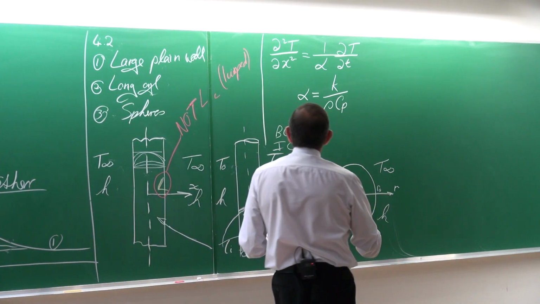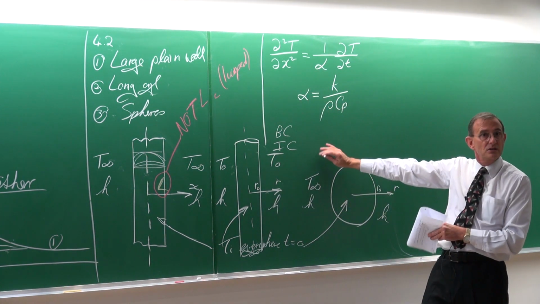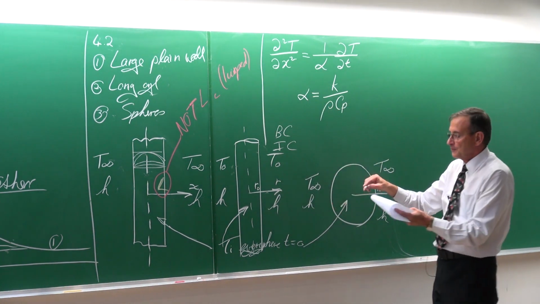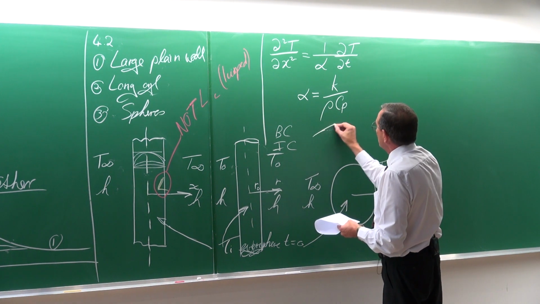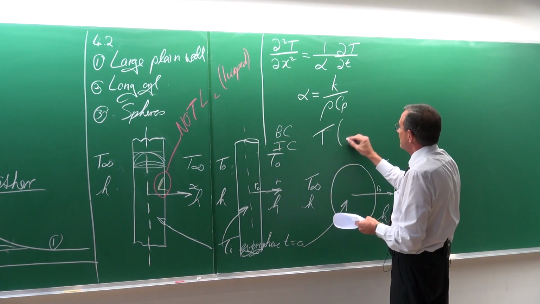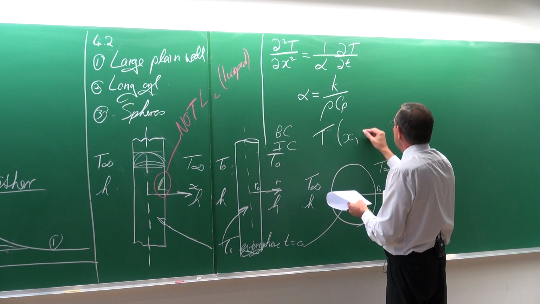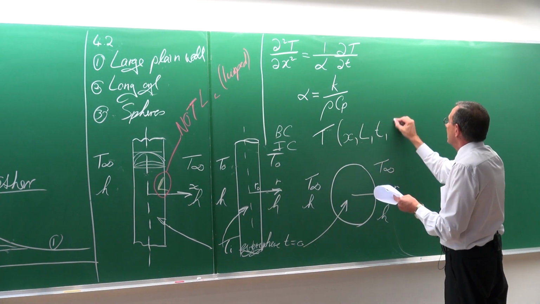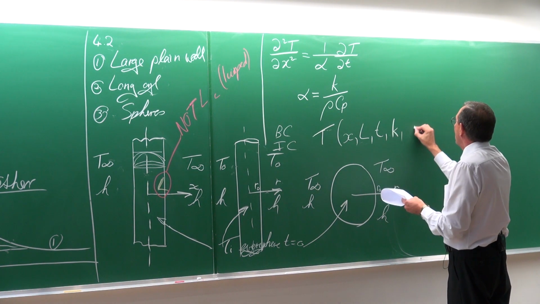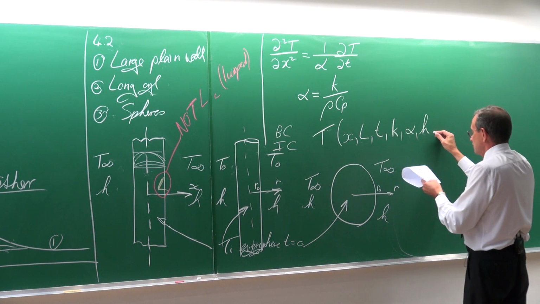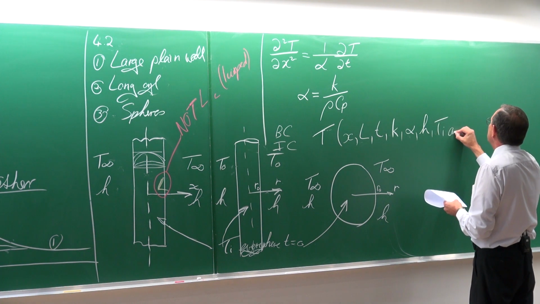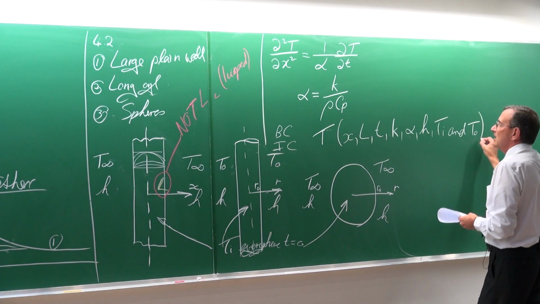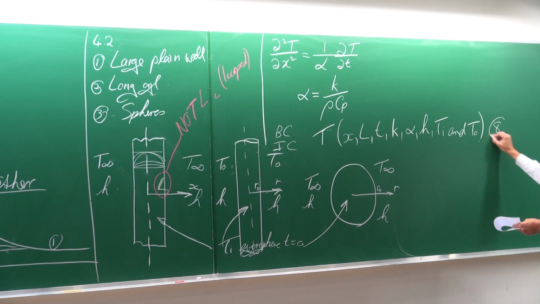Now what is the real problem? Very simple equation, but very complicated to solve. Now to solve it, people realized that one of the problems is that the temperature is a function of x, L, time, thermal conductivity, alpha, the heat transfer coefficient, Ti and T0. So there are 8 variables, which makes it very complicated to solve.